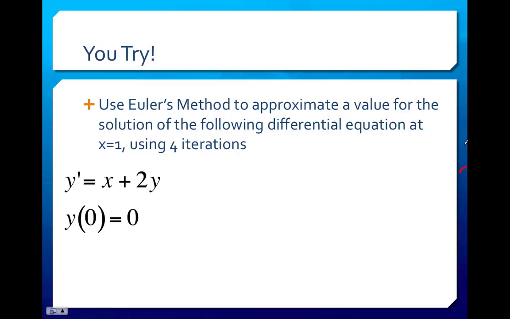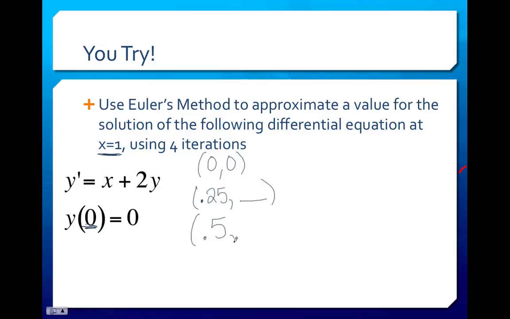All right, I want you to try this one from the beginning. We're using Euler's method to approximate a value for the solution to the following differential equation at x equals 1 using 4 iterations. So I'm going from x equals 0 to x equals 1 using 4 iterations. Pause. Okay, so this one, my initial is 0, 0. I'm trying to get from 0 to 1 using 4 iterations. So my step size is now 1/4 or 0.25.